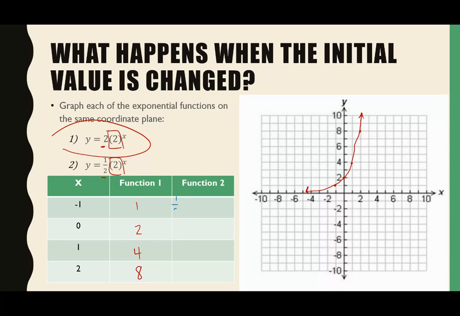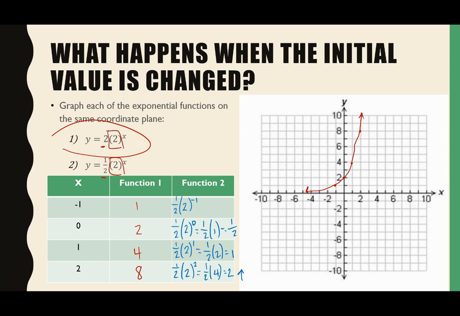And then we're going to see what happens when I make a fraction. So I'm going to have 1/2 times 2 to the power of -1. 1/2 times 2 to the power of 0. 1/2 times 2 to the power of 1. And 1/2 times 2 to the power of 2. And in some ways, it might be easier working from bottom to top here. So 2 squared is 4. What is 1/2 times 4? 2. 1/2 of 2 is 1. And then 1/2 of 1 is 1/2.